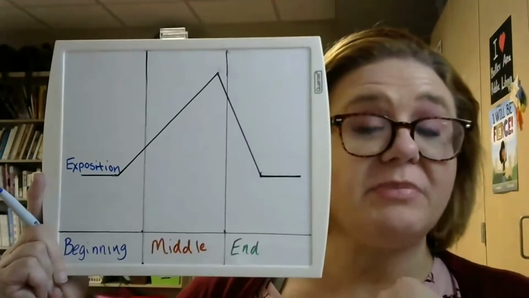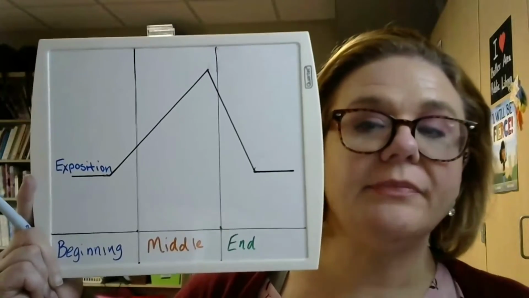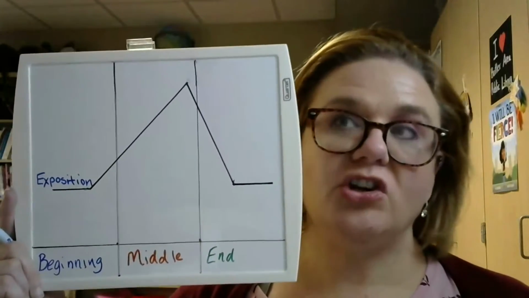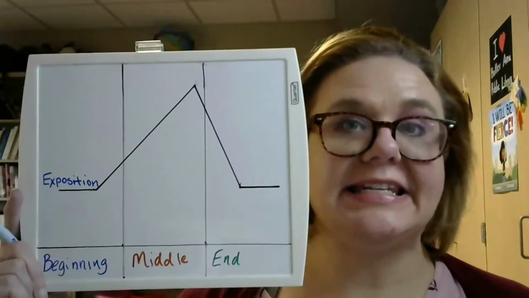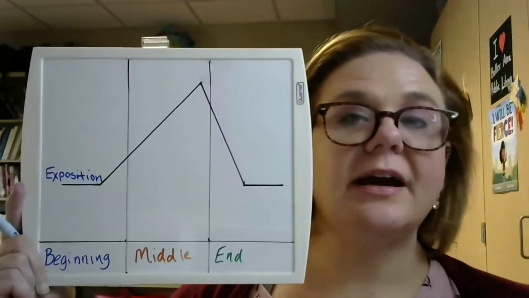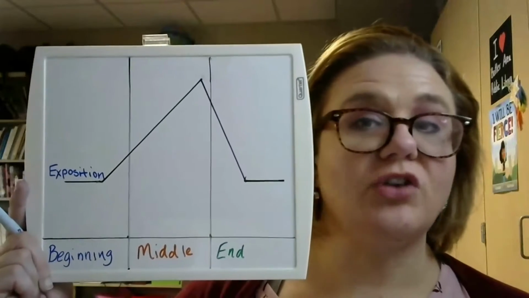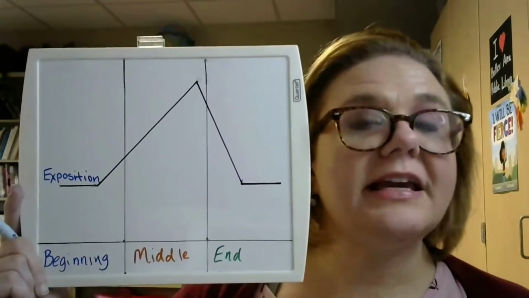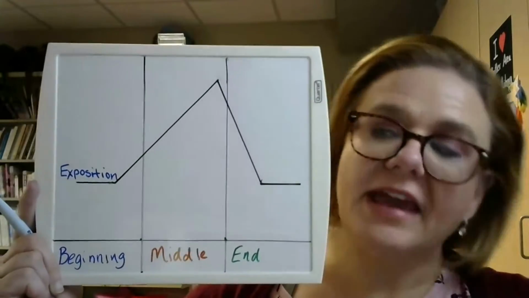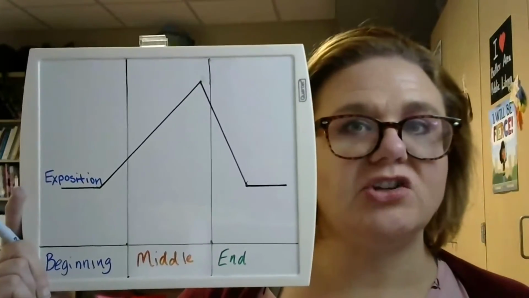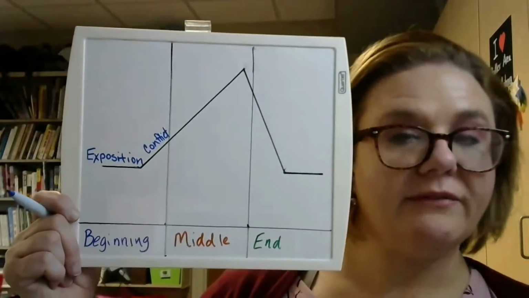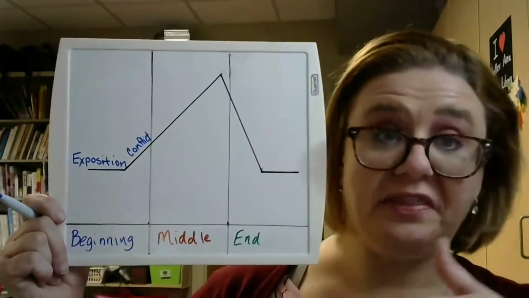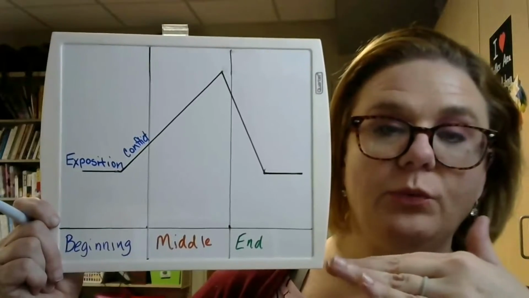The first thing that happens in the beginning of the story is something we call the exposition. In the exposition, you're really setting the scene of the story. You're building up the story world, you're describing the setting, you're introducing characters. Basically, if a story was a house, the exposition would be the foundation.